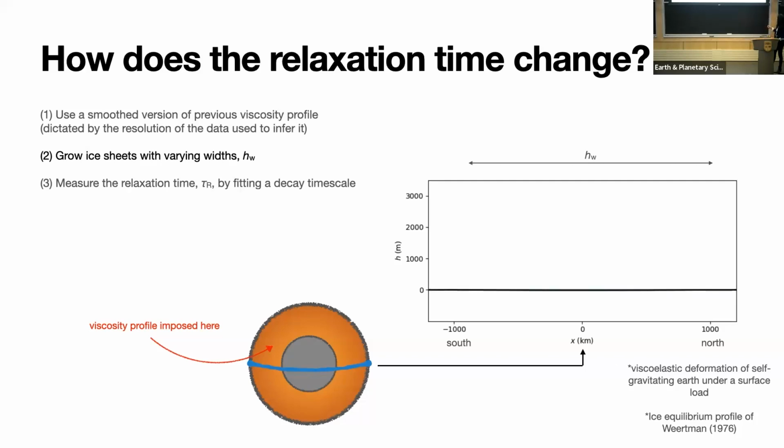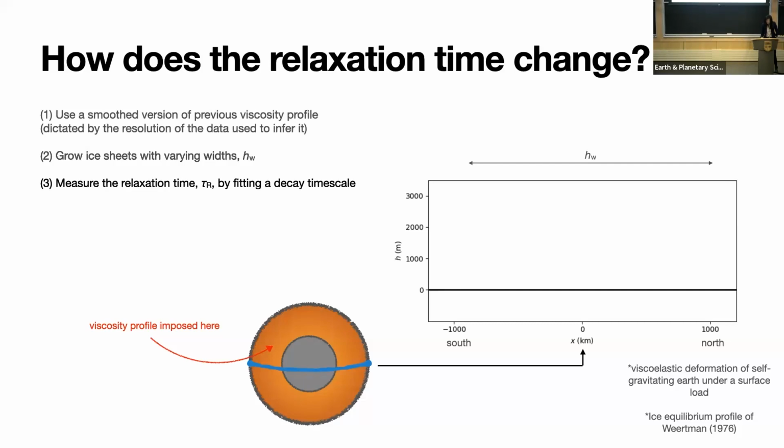And we'll do it again for a different HW, and every time measure tau r, right? And so this is kind of what I'm doing. I'm considering the Earth in a very simple case. We've got a chosen viscosity profile, and we're just actually growing an ice sheet along the equator, it seems. This just made the math very simple.